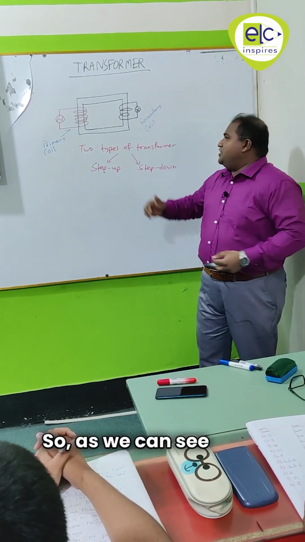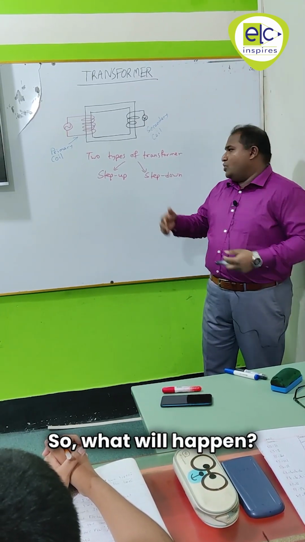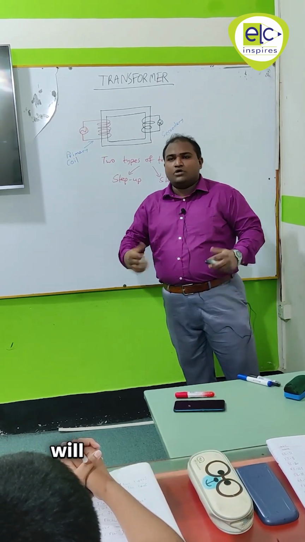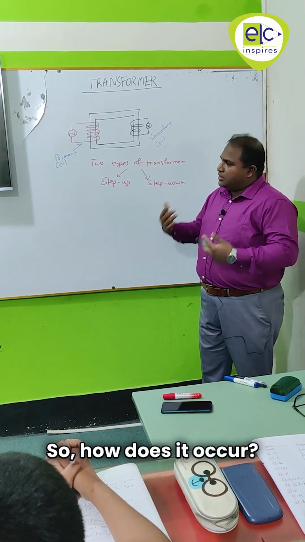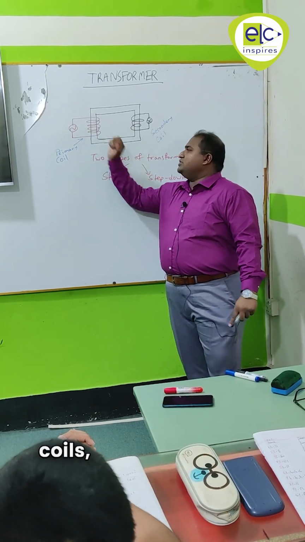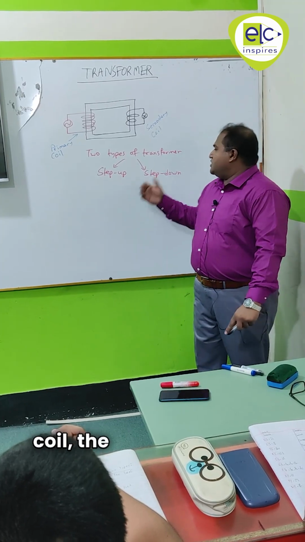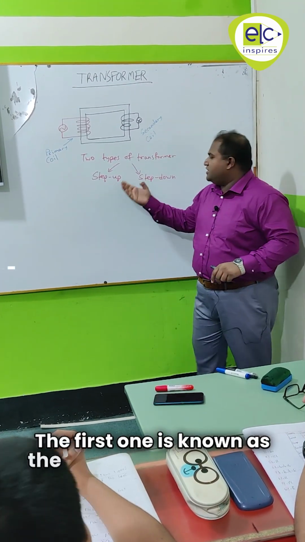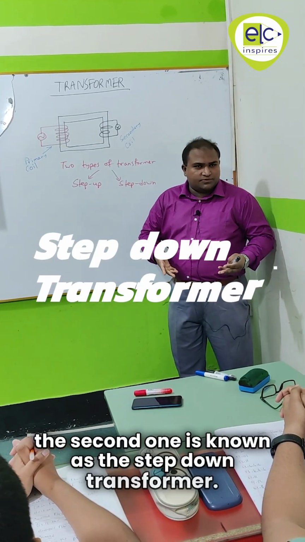As we can see here, we have a bulb connected. What will happen? Whenever we apply the AC supply over here, this AC supply will cause the bulb to glow. So how does it occur? Let's see. Here, as you can see, we have two coils, and based on the number of turns of the coil, the transformer can be divided into two categories. The first is known as the step-up transformer, and the second is known as the step-down transformer.